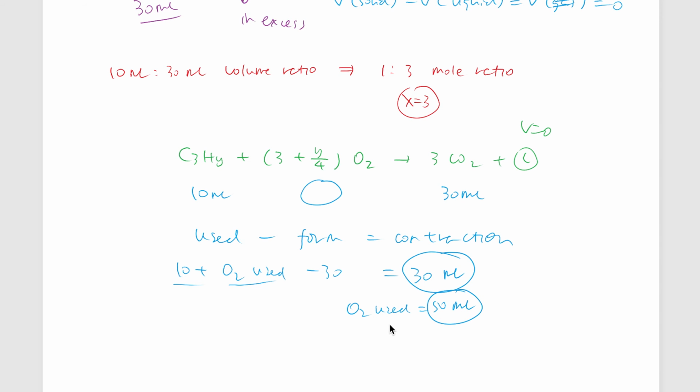So you start with 50 moles of oxygen all used up and 10 moles of hydrocarbon all used up. So 50 moles compared to this 10 moles. If their volume ratio is 10 to 50, their mole ratio is 1 to 5. So 5 equals 3 plus 2. 3 corresponds to this, 2 corresponds to this. So 2 equals y over 4. Y equals 8. Therefore, the final product is C3H8.